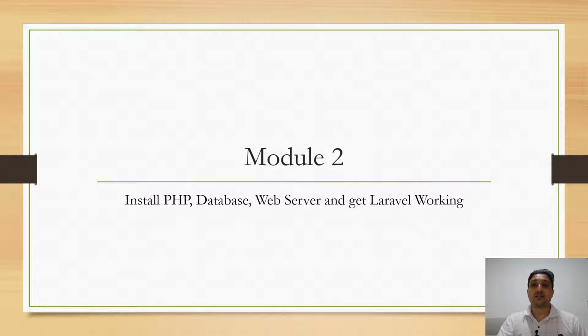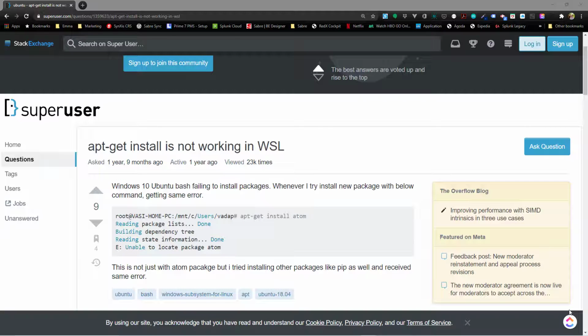Let's continue with Module 2, installing PHP, database, web server, and everything you need in order to get Laravel working. As part of this course, my goal was to help automate the whole installation process by using a bash script. Unfortunately, I hit a snag where there appears to be an issue with WSL when you have apt-get install as part of a bash script.